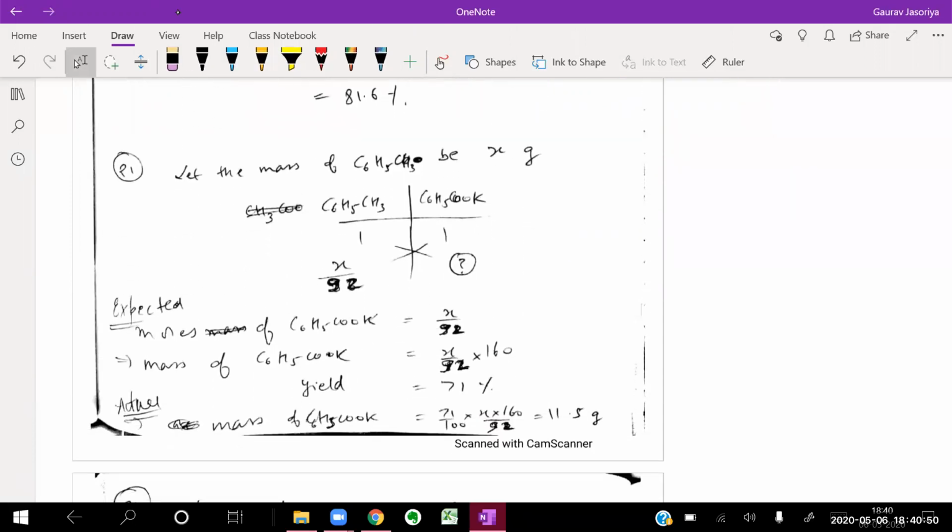Then 21st question, yeah, looks like a lengthy question but it is a simple, straightforward question. The balanced equation is already given, coefficients 1 and 1 are given to you. If we start from here, let the mass of toluene C6H5CH3 be x grams, then you will get its moles, and then by unitary method you can calculate the moles of the compound which is being produced, right, potassium benzoate.